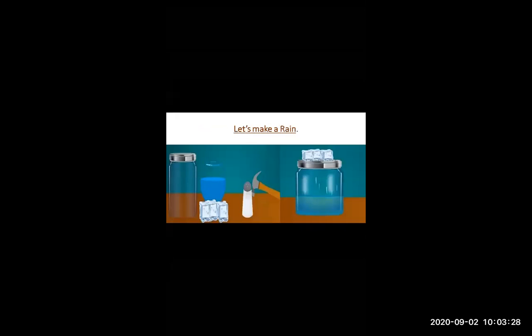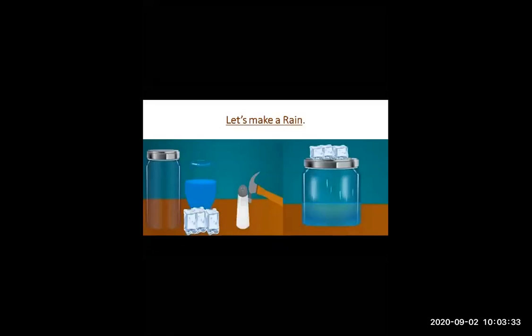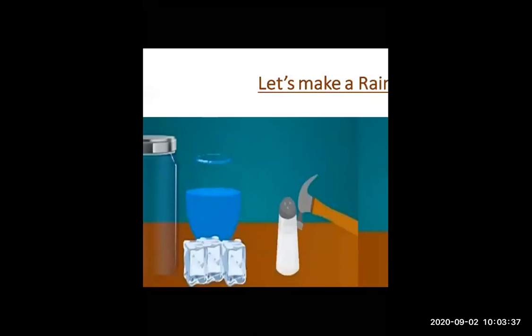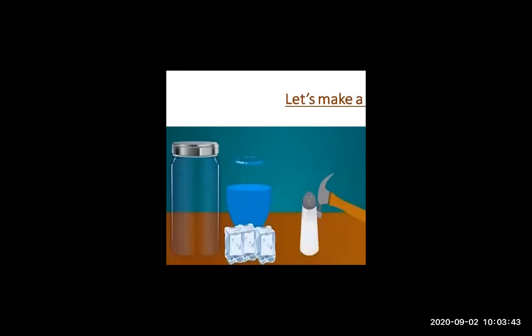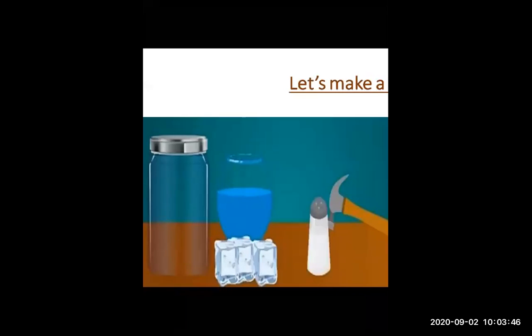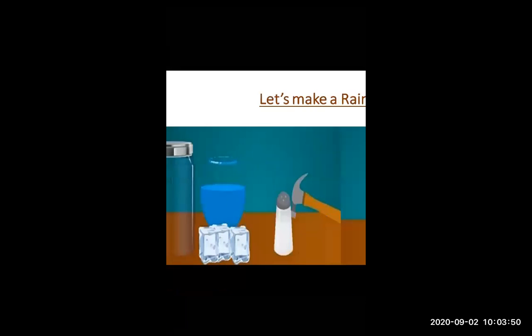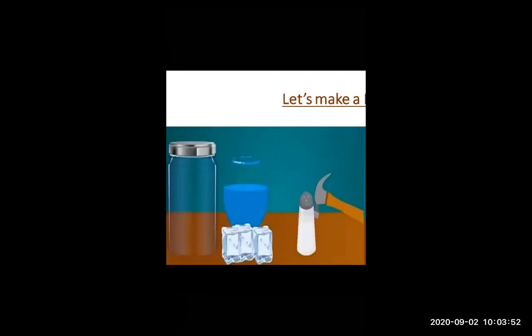Now there is one experiment over there. Let's make rain. Okay. We take a container with a metal lid. After that, we take some sand, salt, ice, a hammer and water. Okay, we take something over there.